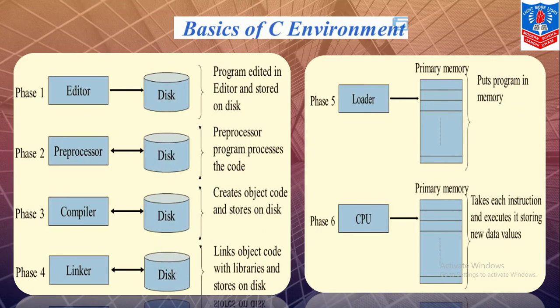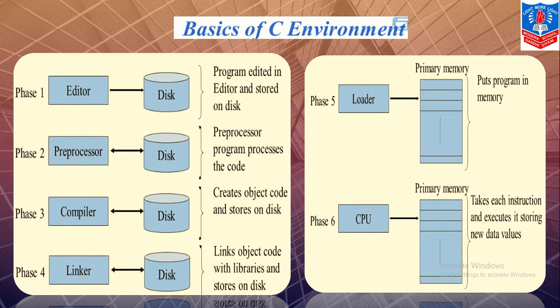So now, basics of C environment, children. As we have already seen in this slide, there are 6 phases of the C environment. First is the editor, which writes the program on disk. Second is the preprocessor, which processes the code. Third is the compiler, which creates object code and stores it on disk. Fourth, the linker, which links object code with libraries and stores it on disk.